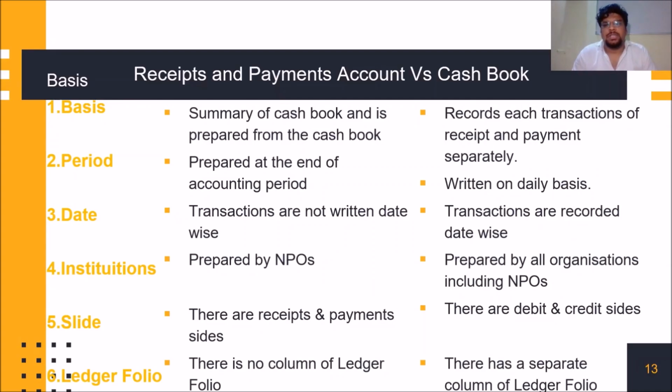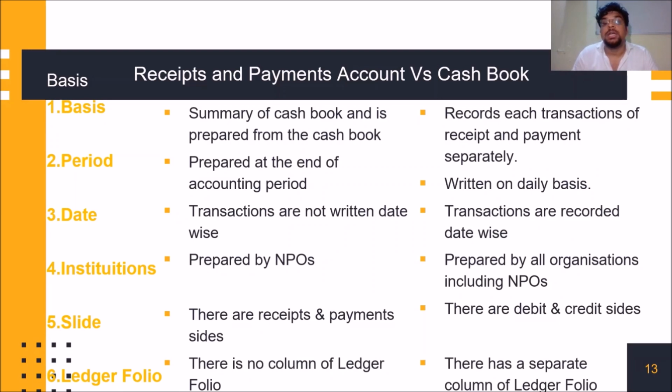So as we have discussed the features very briefly, similarly we are going to discuss the difference between a receipts and payments account and a cash book in brief only. In detail, the things can be read from the books also. So there are a few bases. The very first base: on what base is the receipts and payments account prepared? It is prepared on the basis of the cash book.